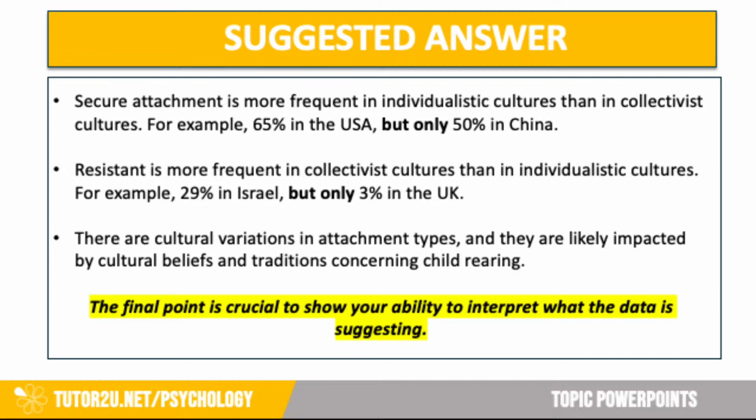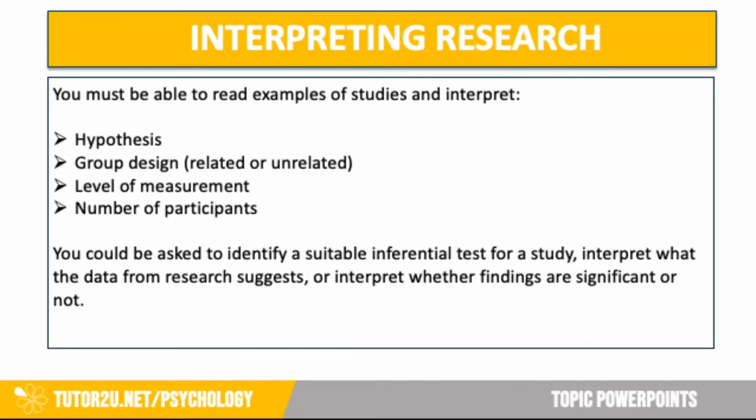And then going beyond that, there are cultural variances in attachment types, and they're likely impacted by cultural beliefs. I don't know if that's how you say it properly, but that's cultural beliefs that you're talking about there. And also traditions concerning child rearing, which Warrior Walker and Ben talked about. And as I say, that final point is crucial to show your ability to interpret what the data is suggesting and to go a little bit beyond what was actually found to explain why that might have been found. Okay, so well done. So I'm going to hand back to Laura now.